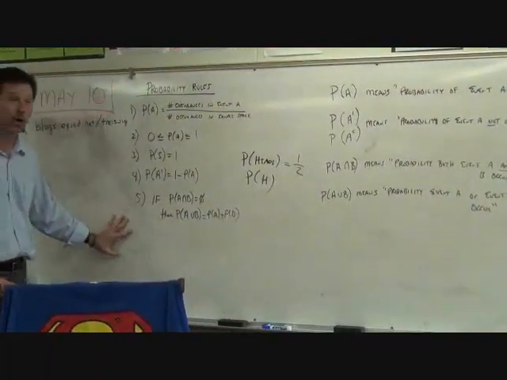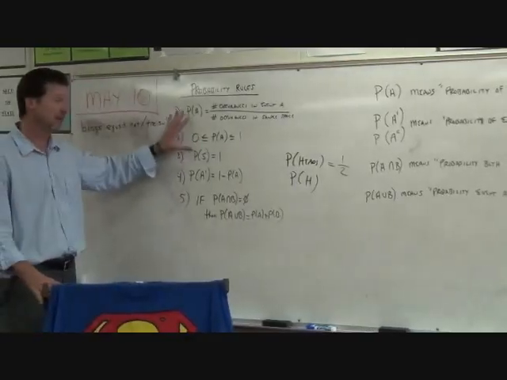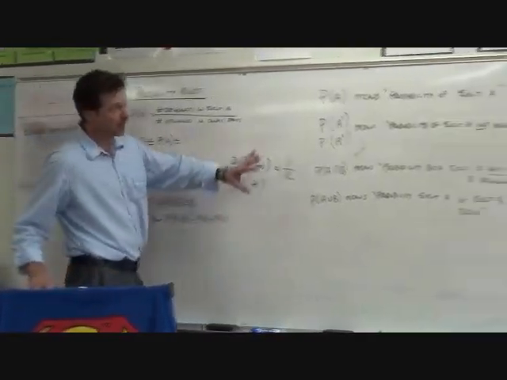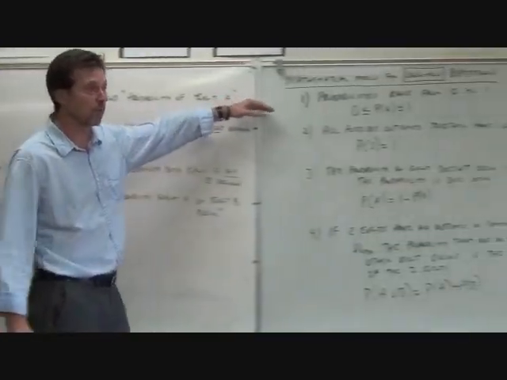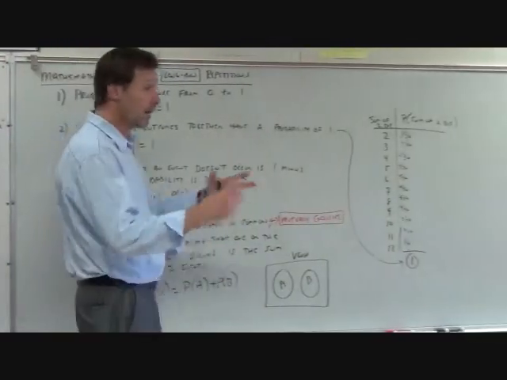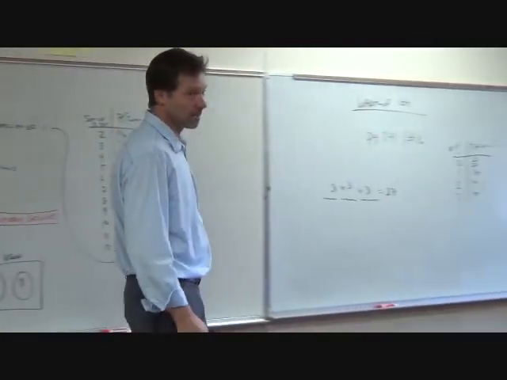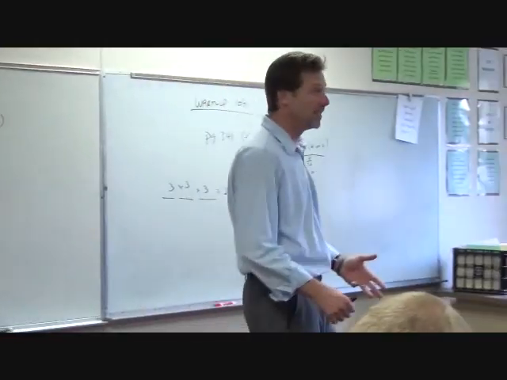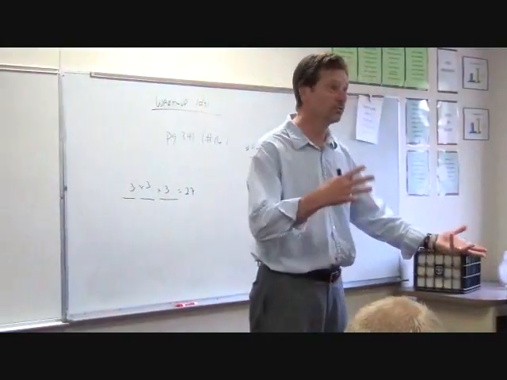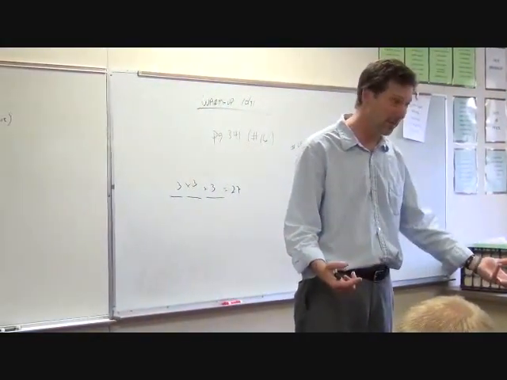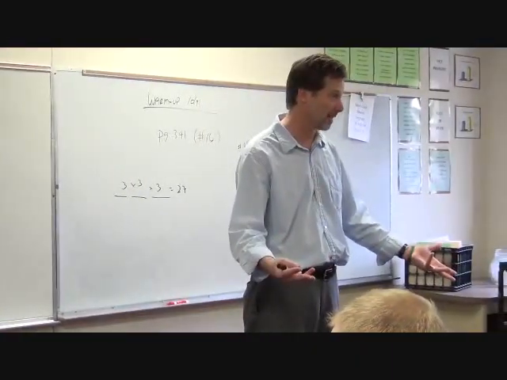There's a whole bunch more coming. I'm going to keep these up here, but let's explain what these things mean. First of all, rule number 1. When you come up with a probability for something, it has to be somewhere from 0 to 1. 0 meaning it's impossible, 1 meaning it's for sure going to happen.